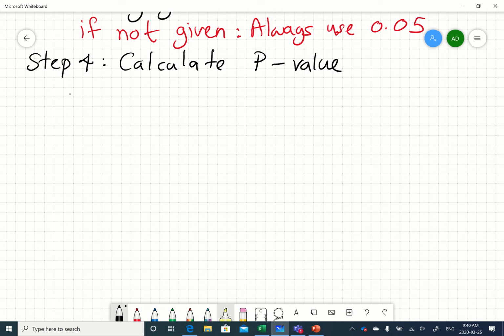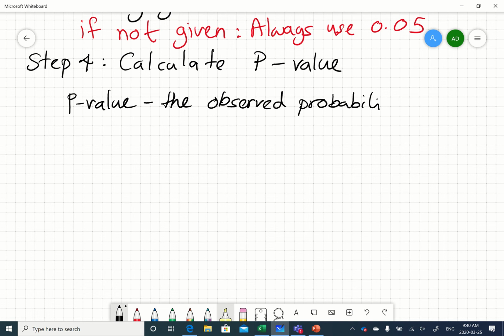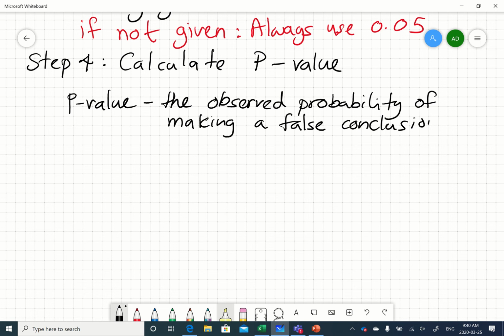So the p-value is the observed probability, or likelihood, of making a wrong conclusion, calculated using the sample.